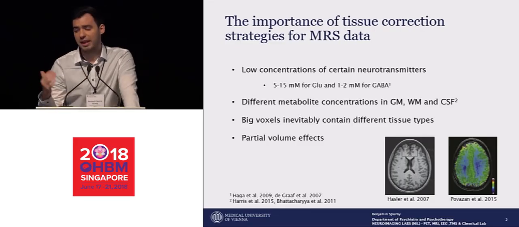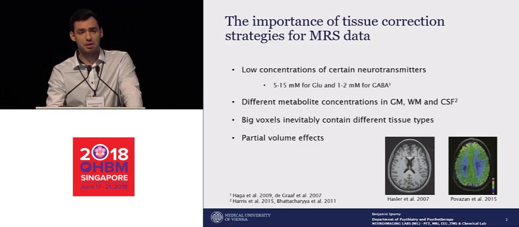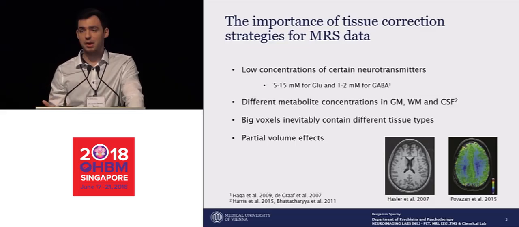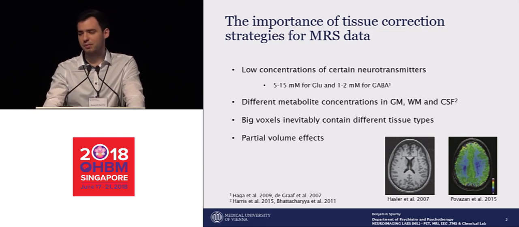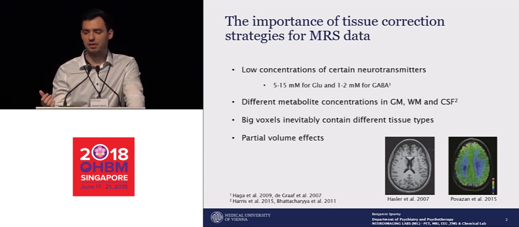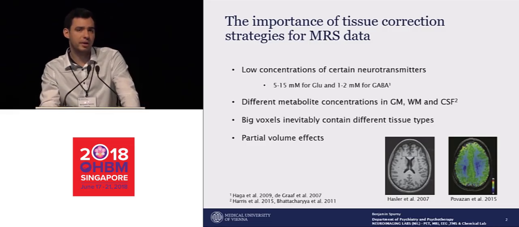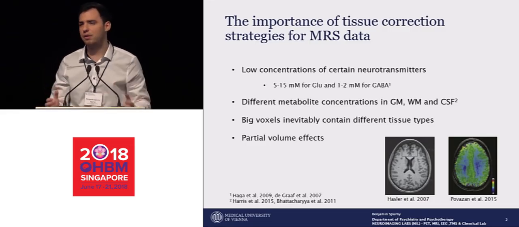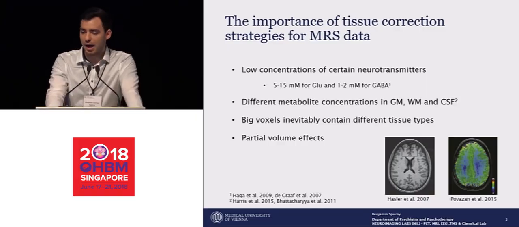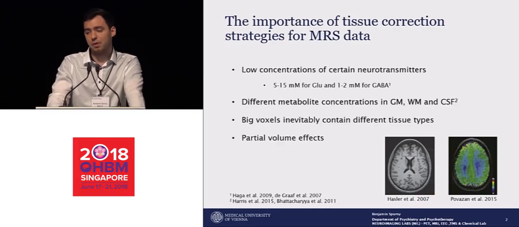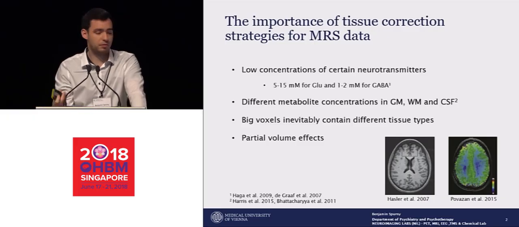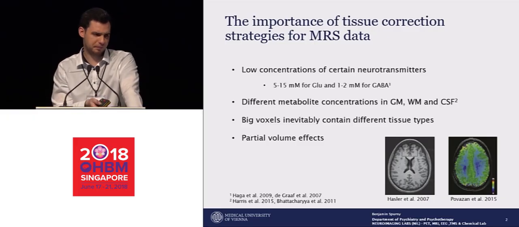The next problem is that we have different metabolite concentrations in gray matter, white matter, and CSF, whereas we usually neglect the proportion of CSF in MRS data analysis. Especially for single voxel MRS, where we have very large voxels, it's inevitable that we have different tissue types within this single voxel. Furthermore, we have to deal with partial volume effects, which definitely have to be considered.